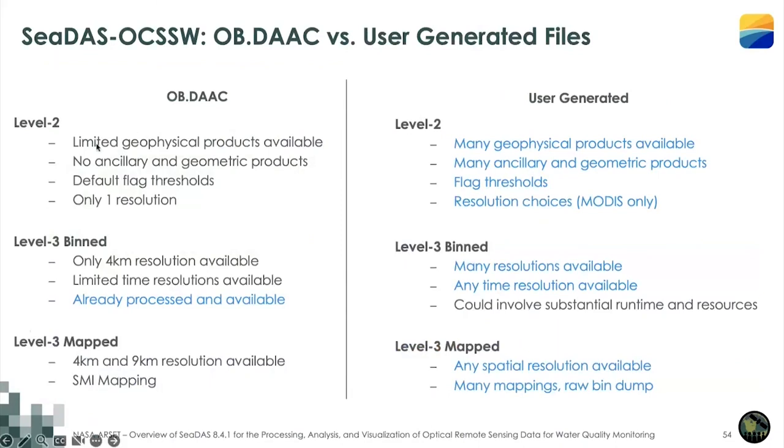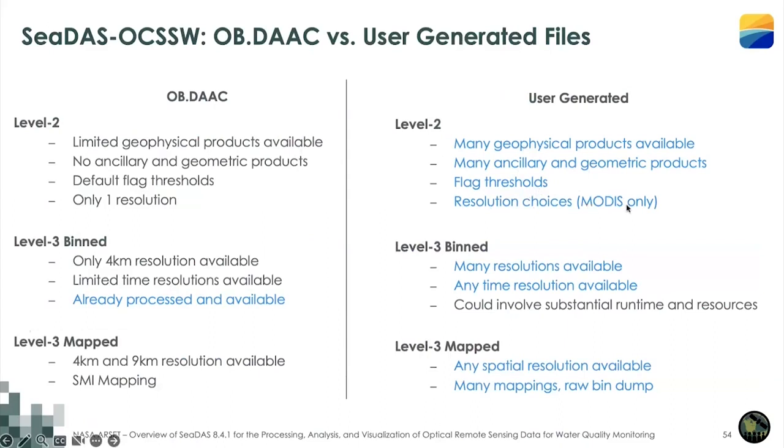And so basically, there's limited geophysical products, so there's more available. So if you need products that we don't provide, that's a reason why you would want to process. There's other ancillary products as well, same concept. There's flag thresholds. So if you want to adjust the flag thresholds of when something triggers, like say satellite sensor zenith angle, which triggers at 60 degrees usually for most sensors, and you want that at 40 degrees, that's something that you would have to run level 2 gen in order to do. You would make your own file to do that.